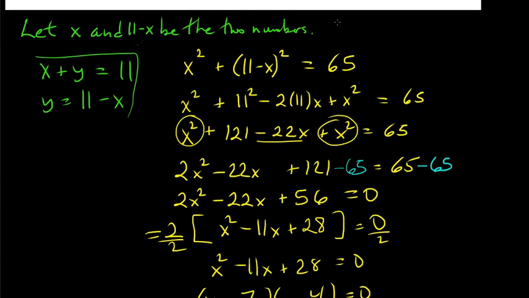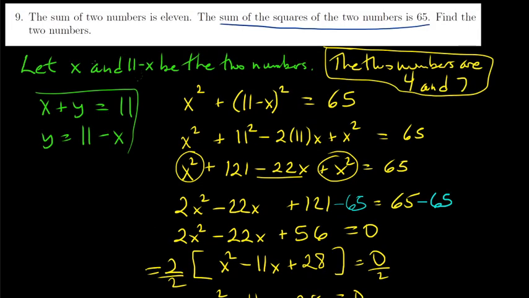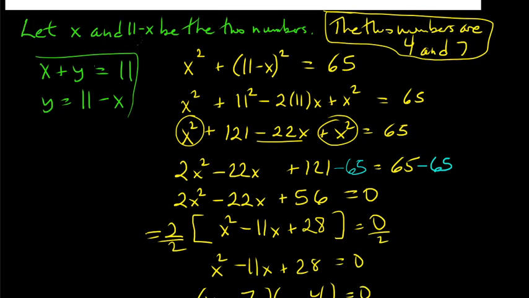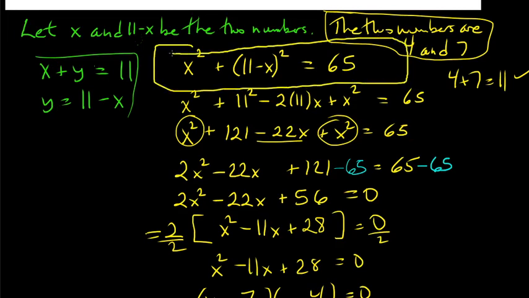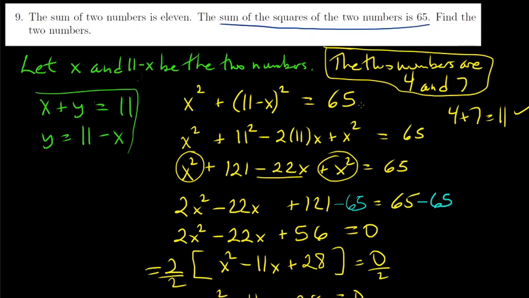So the two numbers are 4 and 7. 7 and 4, it doesn't matter the order, right? Because remember, the first condition is that the sum of the two numbers is 11. 4 plus 7 is indeed 11. Right? So that works. And then when you plug them into this equation, you should get 65. So I hope that helps. That's number 9.